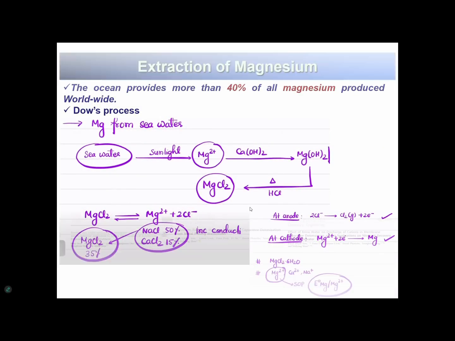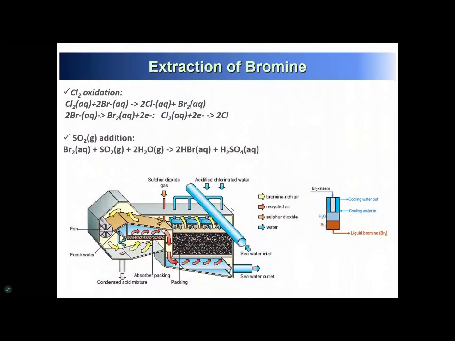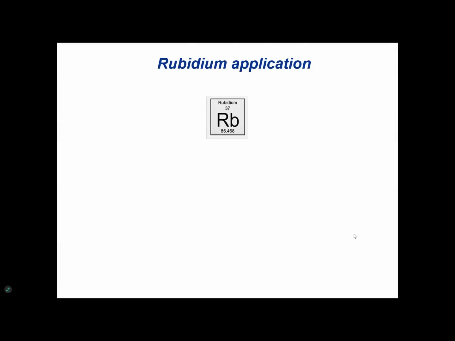Also, magnesium is relatively easy to recover. Also, bromide can be converted to bromine. The bromide concentration is 100 milligrams per liter of seawater. So you can combine it with chlorine, and then you can easily produce the bromine. You can use liquid-liquid separation to get a very high purity of bromine. Bromine is around $10 per kilogram, which is a very high value. Also, rubidium is $10,000 per kilogram.